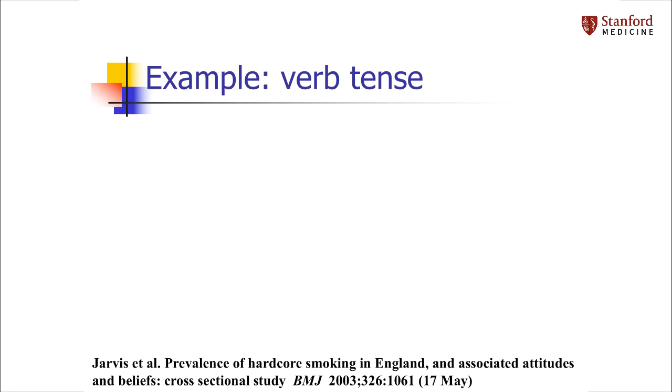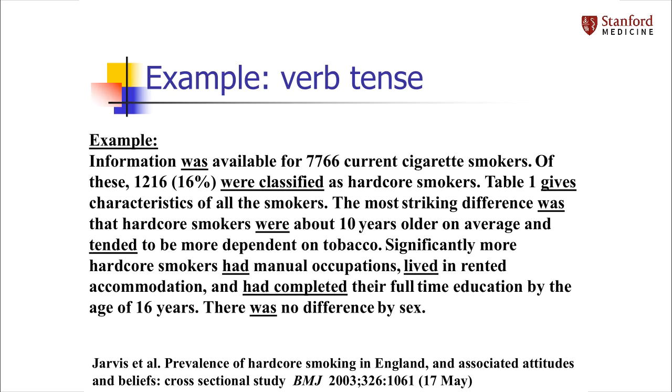Just to give you a few examples on verb tense, here's a results section. They say information was available for 7,766 smokers. Of these, 1,216 were classified, notice the passive voice here, as hardcore smokers. But then we get table 1 gives. So we start with the past tense, all the experiments that were completed, but then when we talk about the table, we put it in the present tense. Table 1 gives, because table 1 is still giving those characteristics presently. And then everything else in this paragraph is in the past tense because it's talking about things that were already measured in the completed study.